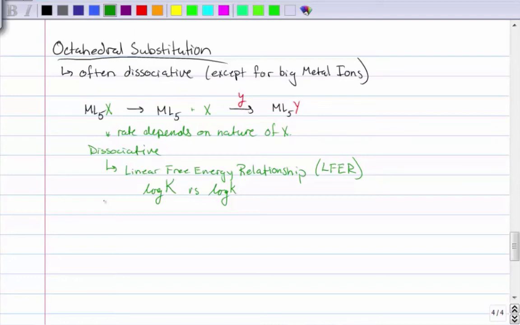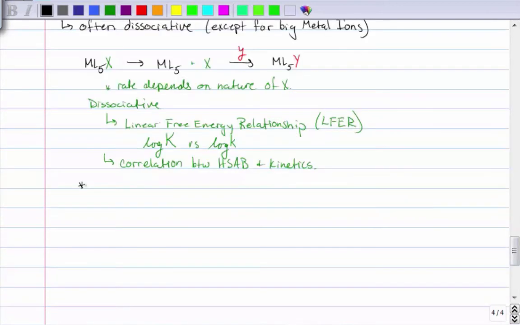And for this reason, you also have a correlation between hard-soft acid-base theory and kinetics. Now, when it comes to the identity of the ligands around the leaving group, strong sigma donors as ligands facilitate MX bond breaking.